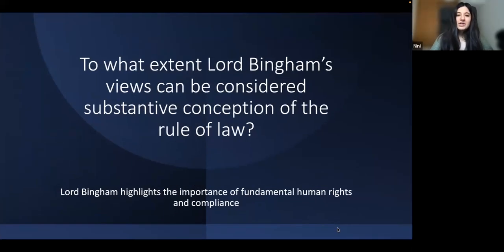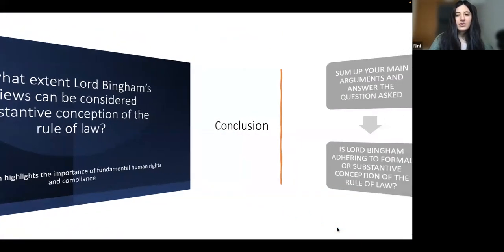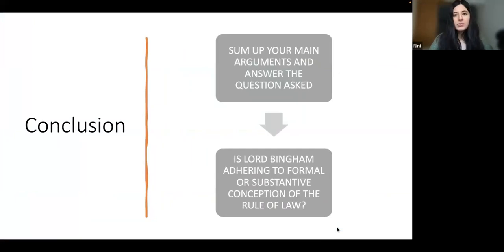To what extent can Lord Bingham's views be considered a substantive conception of the rule of law? Lord Bingham talks about the importance of fundamental human rights and compliance. Therefore, it could be considered that he advocates a substantive conception of the rule of law. In the conclusion, you need to sum up your main arguments and answer the question asked. Is Lord Bingham adhering to the formal or substantive conception of the rule of law? To what extent? Obviously, there are no definite answers, but there are arguments on both sides.